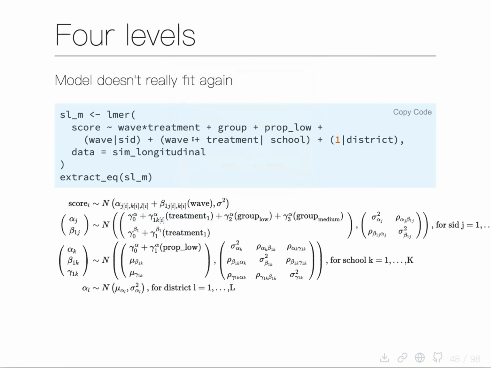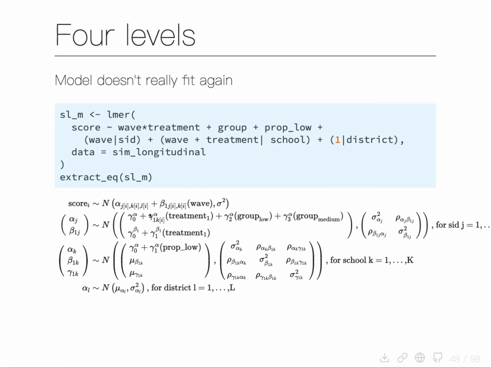And then we only have wave and the intercept and wave varying across SID, so we get this random effects variance structure, right? 2 variances, 1 covariance. At the school level, right, we only actually have 1 variable at the school level, and it's only predicting the intercept. So we have alpha, beta 1, and gamma 1. So because we have wave and treatment, right, we have wave randomly varying.